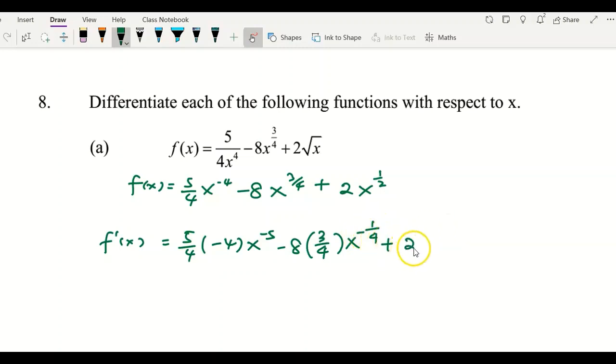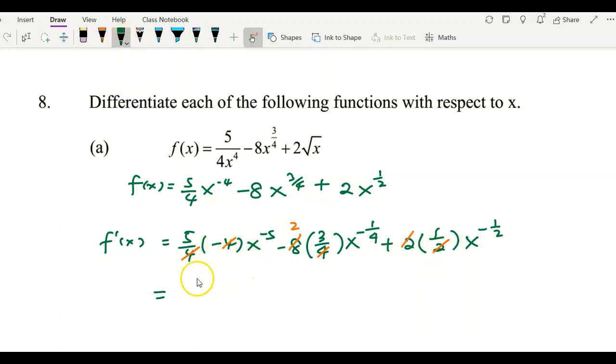Okay, then again for the third term, I have my coefficient 2, copy it down, and then you bring the 1 over 2 to the front, and the power of 1 over 2 minus 1, you get negative 1 over 2. Then after that, we can simplify what we have.